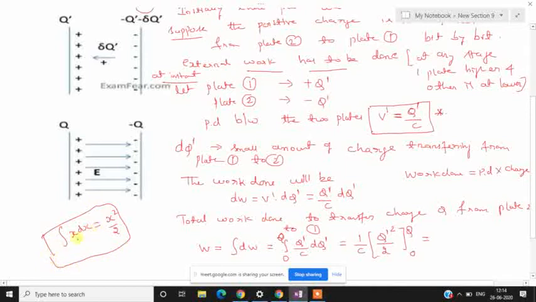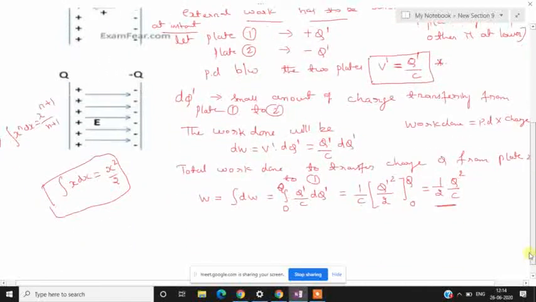The basic one, at least: integration of x to the power of n dx, you must know, is x to the power of n plus 1 divided by n plus 1. Similarly, I'm using here q dash square by 2. So substitute the limit, you will get 1 by 2 q square. The limit q dash will become now q, because I'm transferring the complete amount of charge. So q square by c.